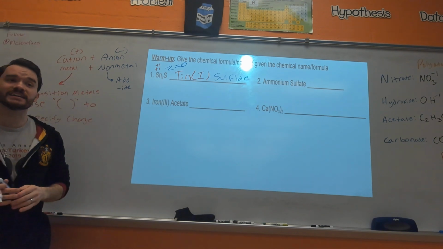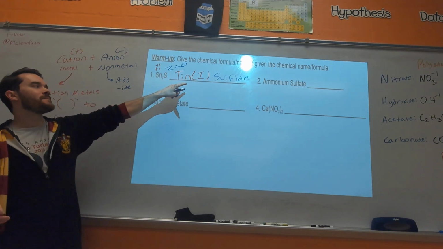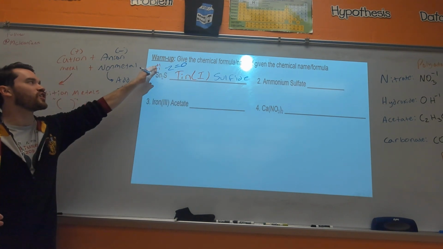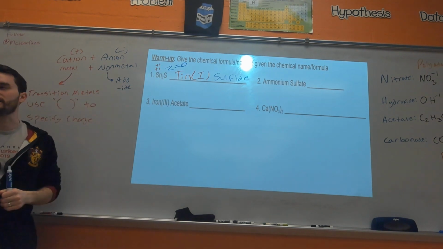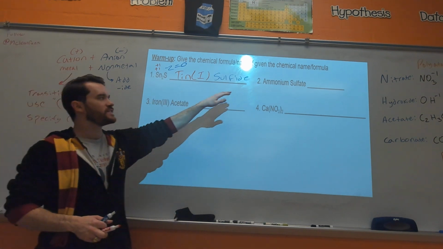A common mistake I see is that people will see, oh, there's a 2 there, so that means that's what goes in the parentheses. And that's not true. What goes in the parentheses is the charge on each tin atom, not the number of tin atoms. Okay? All right, let's go over here to the second one.